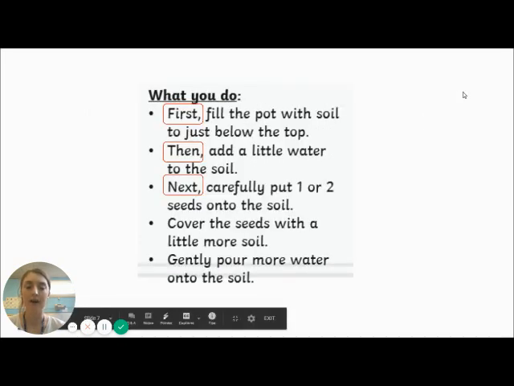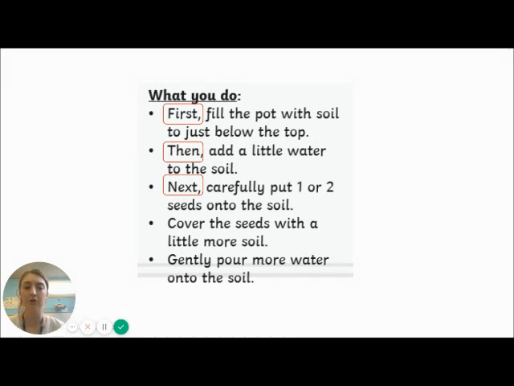Here's another example of how to plant a sunflower, and they have used the words first, fill the pot with soil to just below the top, then add a little water to the soil. Next, carefully put 1 or 2 seeds onto the soil. And they've gone on to tell the rest of the instructions, but the first set of the instructions is really clear. It says first you do this, then you do this, next you do this, so you know that you're doing it right.